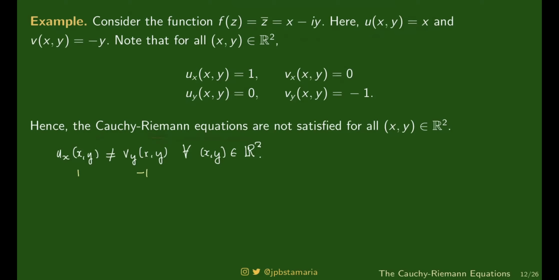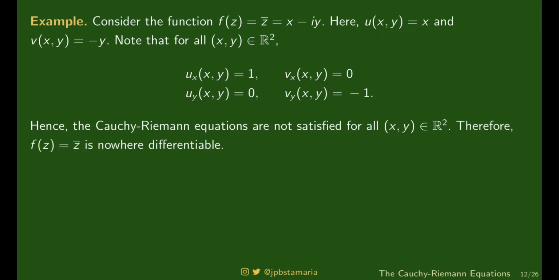Naintindihan ninyo? Although satisfied na yung isa, yung uy is minus vx. Diba? Pero ito yung sinasabi ko, kailangan, pag isa lang dun sa dalawang equations na yun, hindi na nag-hold, no? Hindi na magiging differentiable. Okay. So f of z equals z bar is nowhere differentiable.